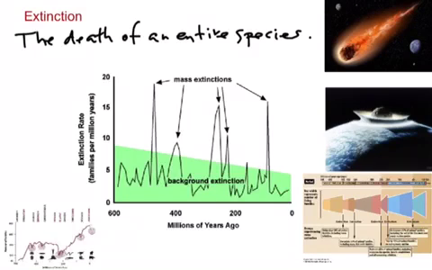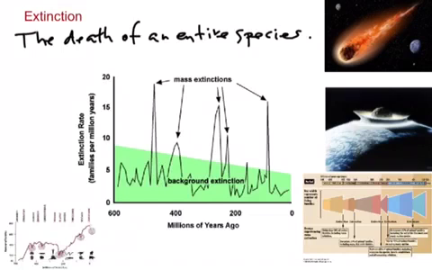Let's have a look at extinction fairly quickly. Extinction, by definition, is the death or disappearance of an entire species from planet Earth. This isn't, again, something that happens necessarily very quickly, but can take a long, long time.